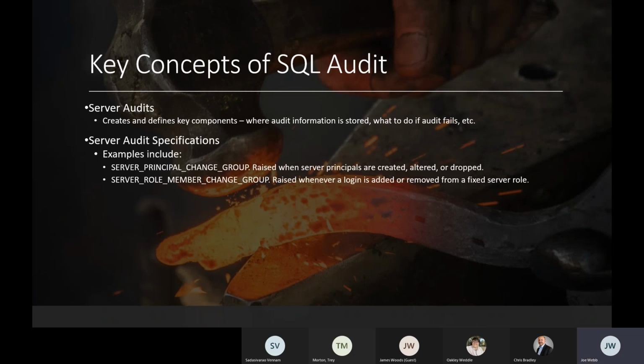So server audits are things like when a principal has been changed. A principal is really an entity within SQL Server. You could think of it as either a user account or a logon. So if you want to know when a new user has been created in a database, or when a new logon has been created for the instance, when someone has been added to the sysadmin role, when someone has been removed from that role, we can track those changes along the way.